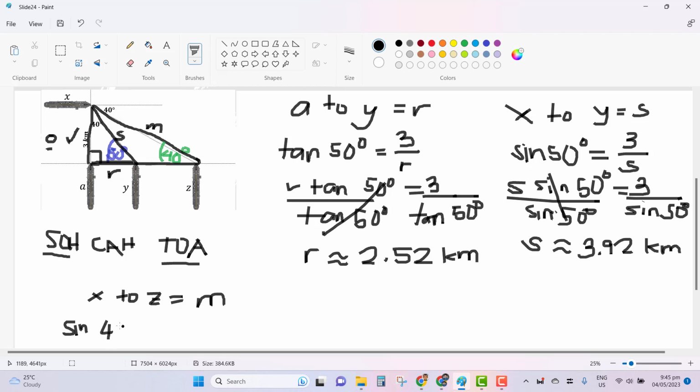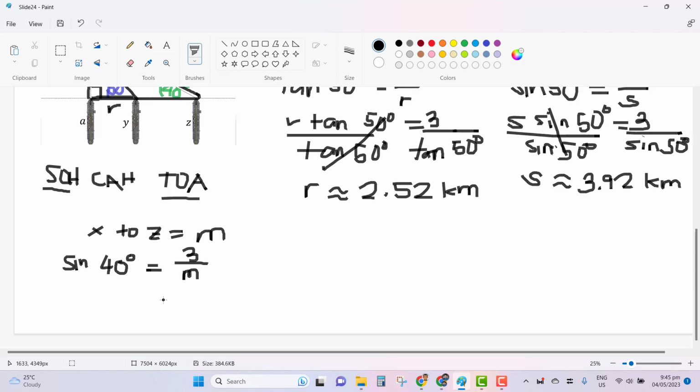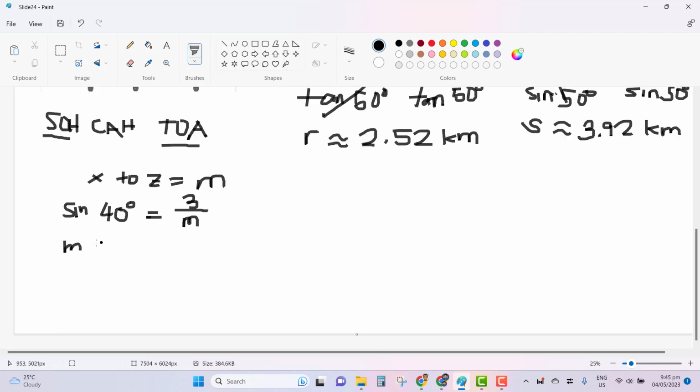But it's not 50 degrees. Don't be confused with that. Sine 40 degrees is equal to 3 kilometers over M. Again, don't be confused with earlier sine 50, 3 over s, because they are now different angle measurements. So you have M times sine 40 degrees equal to 3.